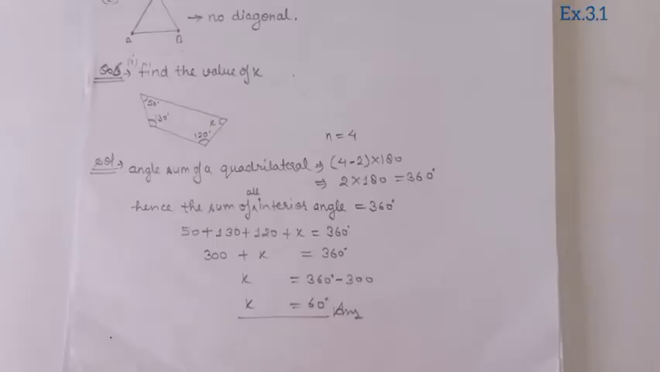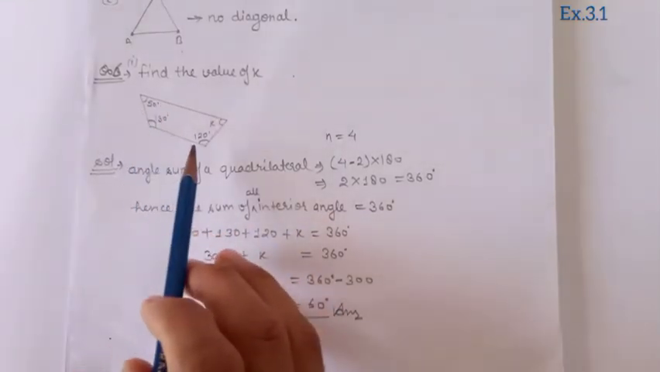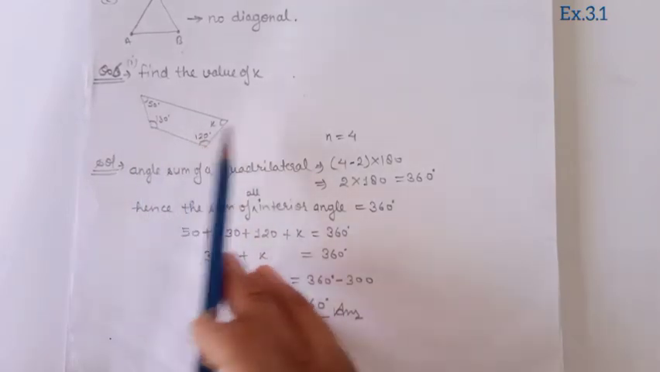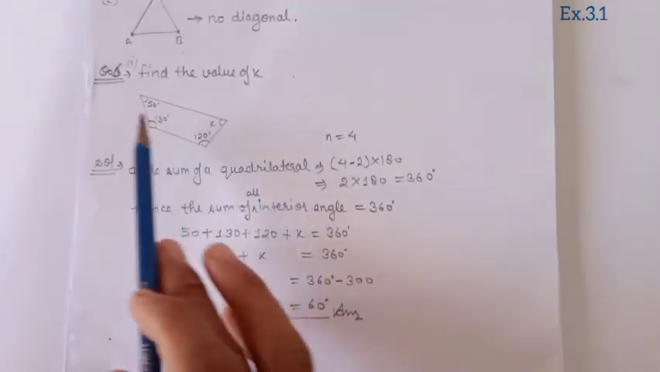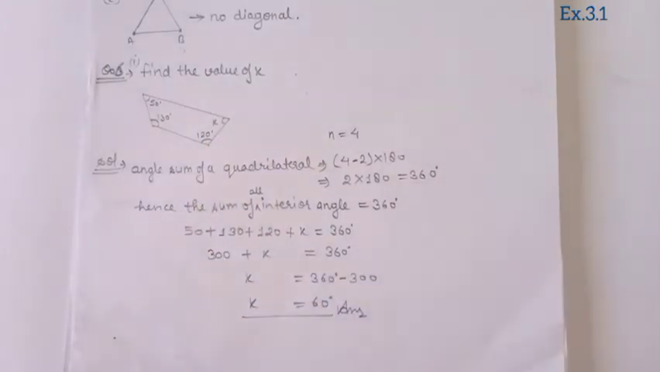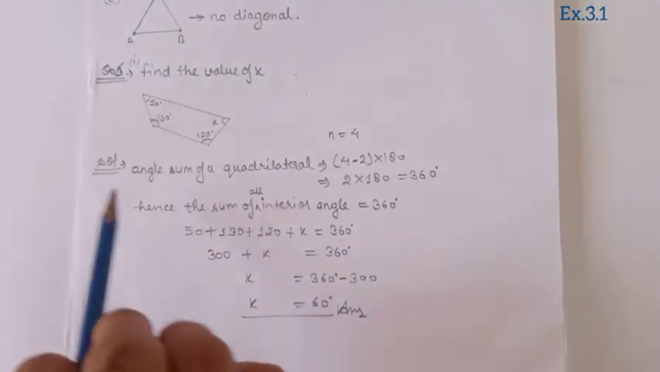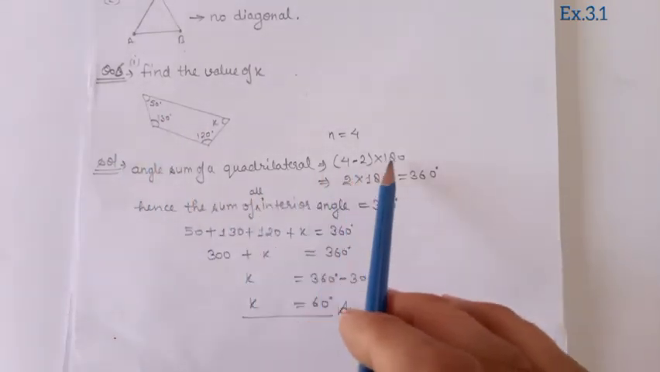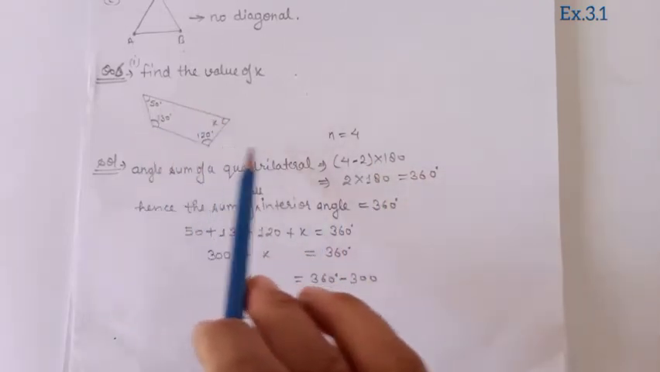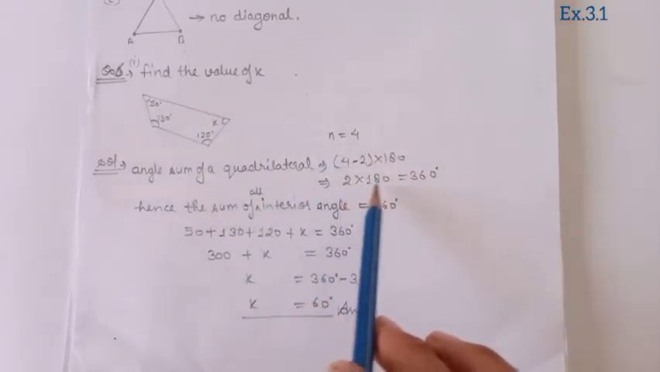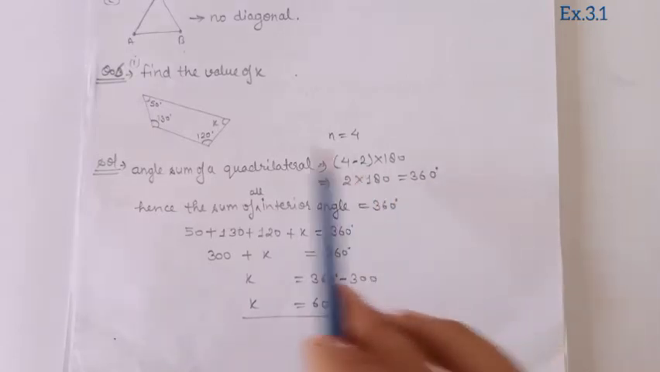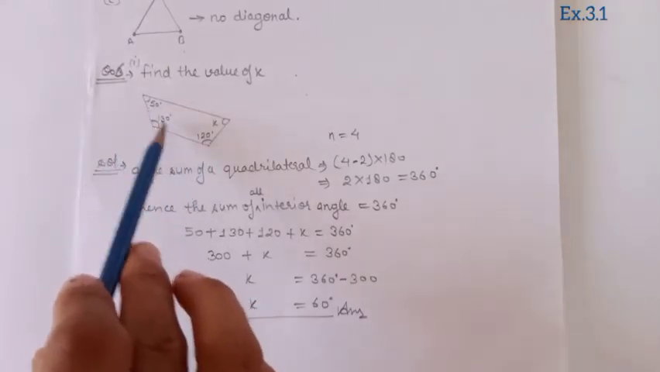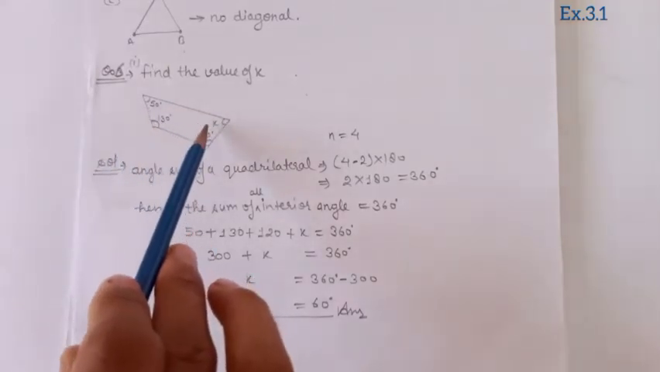Let's see question number 6, first part. Here a quadrilateral is given, and we have to find the value of x. The angles are 50, 130 and 120, so three angles out of 4 are given, and we have to find the value of x. As you know, the angle sum formula is n minus 2 into 180. Here n is the number of sides, so n equals 4. 4 minus 2 means 2, and 2 into 180 means 360. By using the angle sum property we can find the value of x. How? Just add the three given angles and then subtract from 360, and we obtain the value of x.